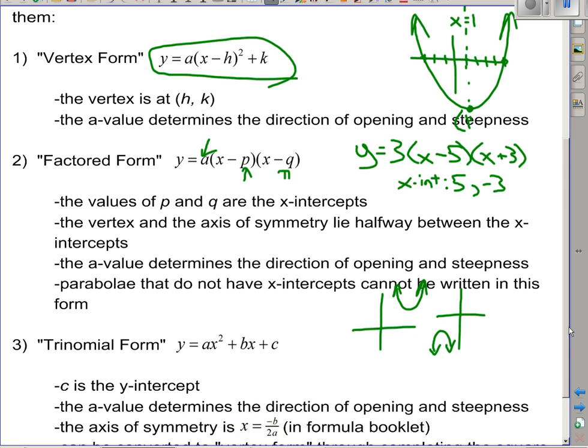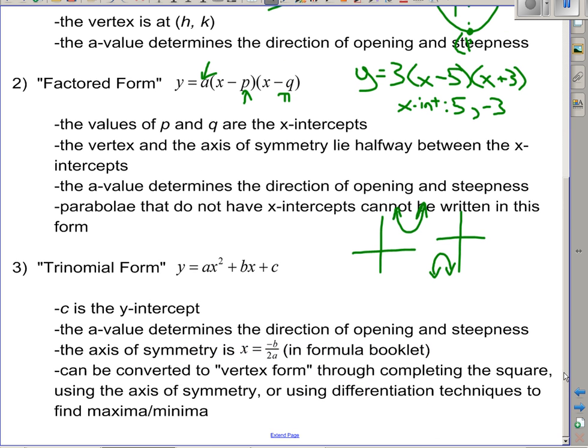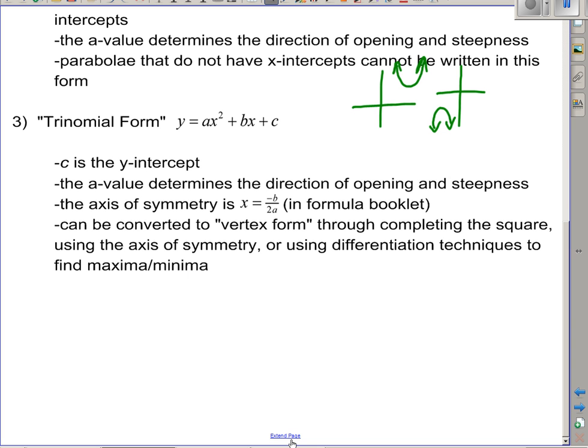Trinomial form, not really the best form for telling us a lot about the graph at the outset. So we might have y equals ax squared plus bx plus c. This is the general form. C is going to be our y-intercept. That's the nice thing it tells us right away. Again, a determines the direction of opening and generally the steepness. The axis of symmetry is at -b over 2a. That's in your formula booklet. And that also tells you the x-coordinate of your vertex. It can be converted to vertex form by completing the square, by using the axis of symmetry, or using differentiation techniques. It's really up to you. So you have several possibilities here.